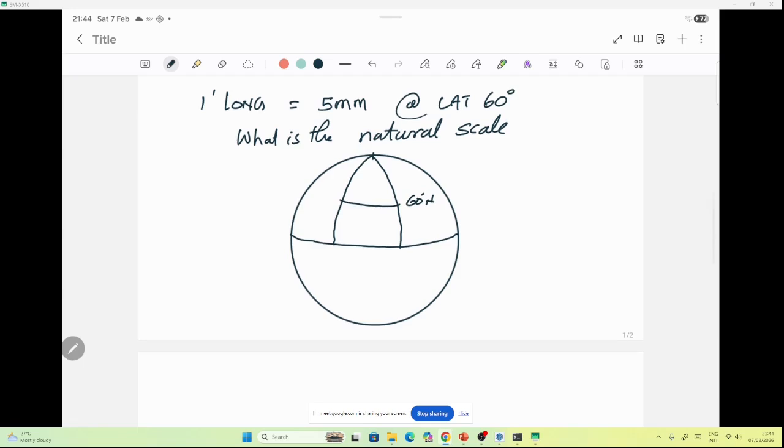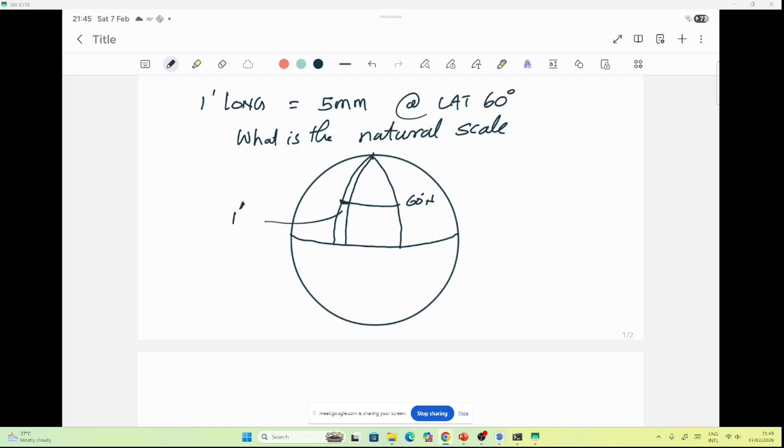Okay, so if we take one piece, assume that this piece is 1 minute of longitude. Okay, don't mix up. This is 1 minute of longitude. Are we clear? Yes, sir. Okay, this is 1 minute of longitude. This is not 1 degree. It is 1 minute. Don't mix up, okay?